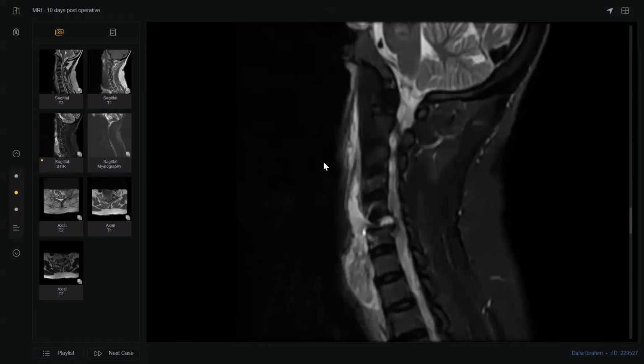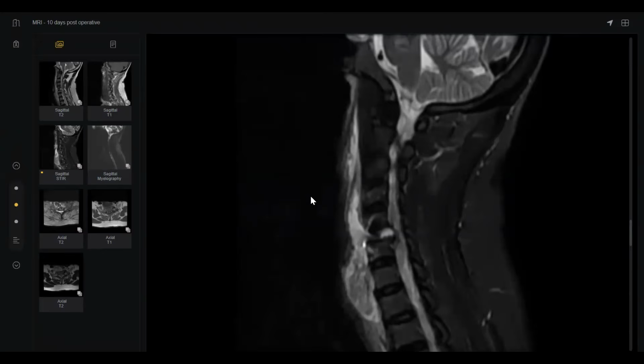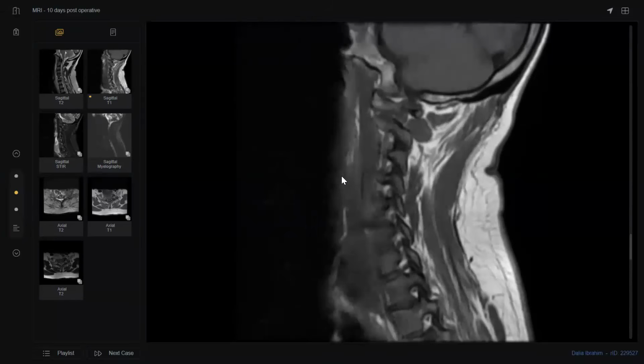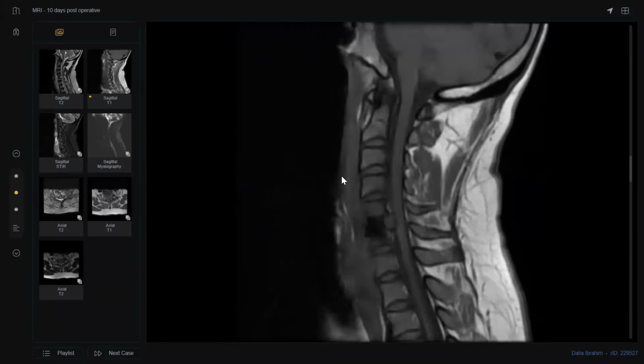Can I have sagittal T1? So the collection appears to extend in the anterior epidural space from the level of the lower cervical vertebral body levels, but there are no hyperintense areas within the collection to suggest any hematoma.